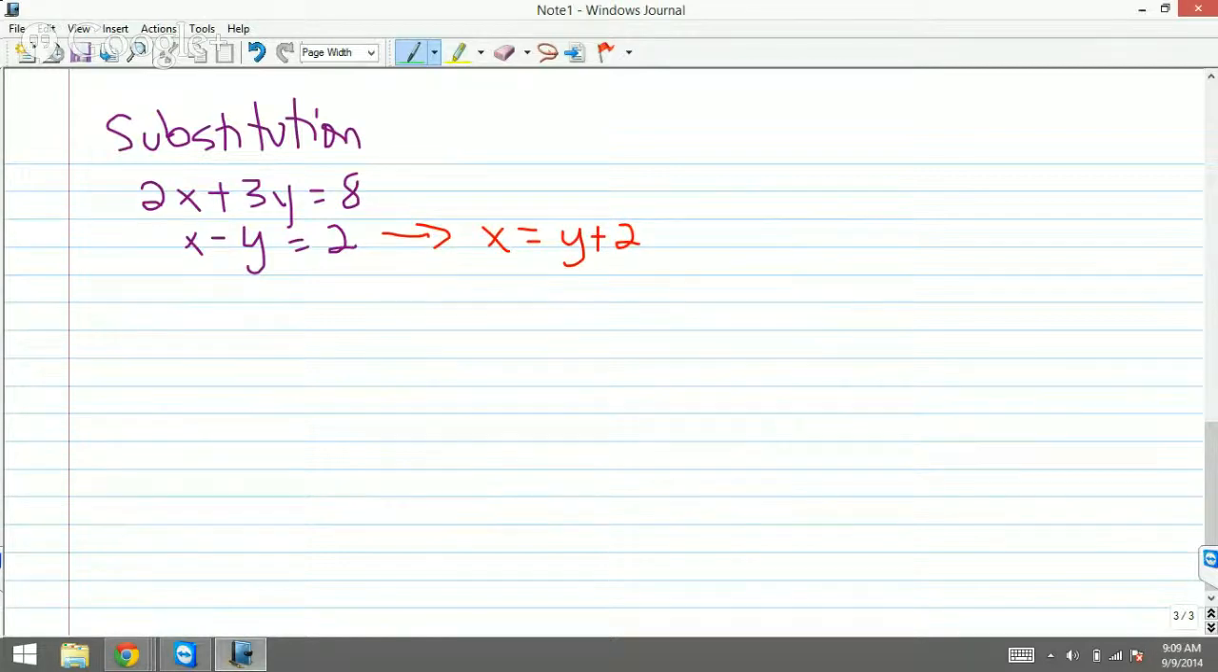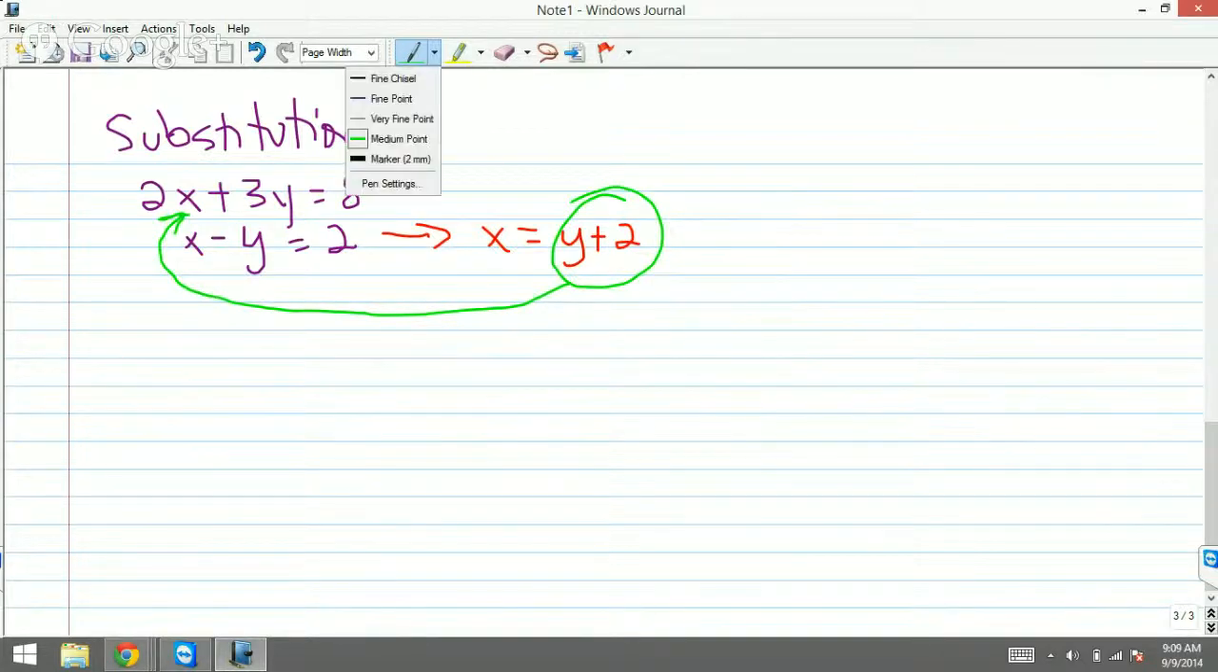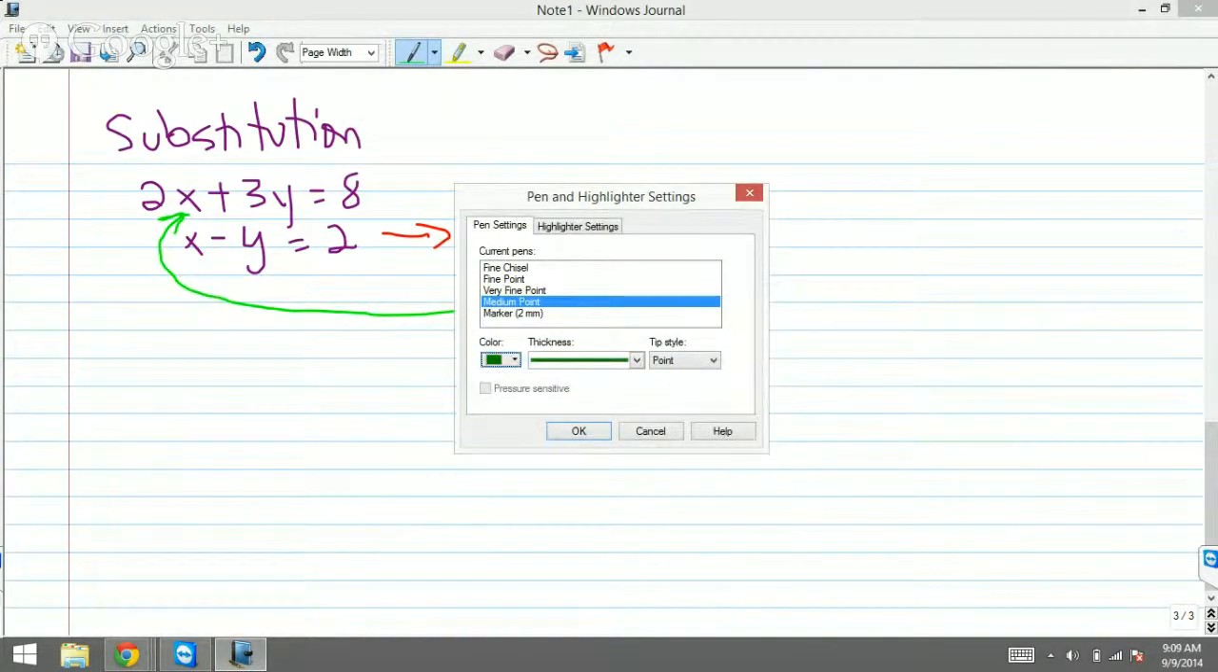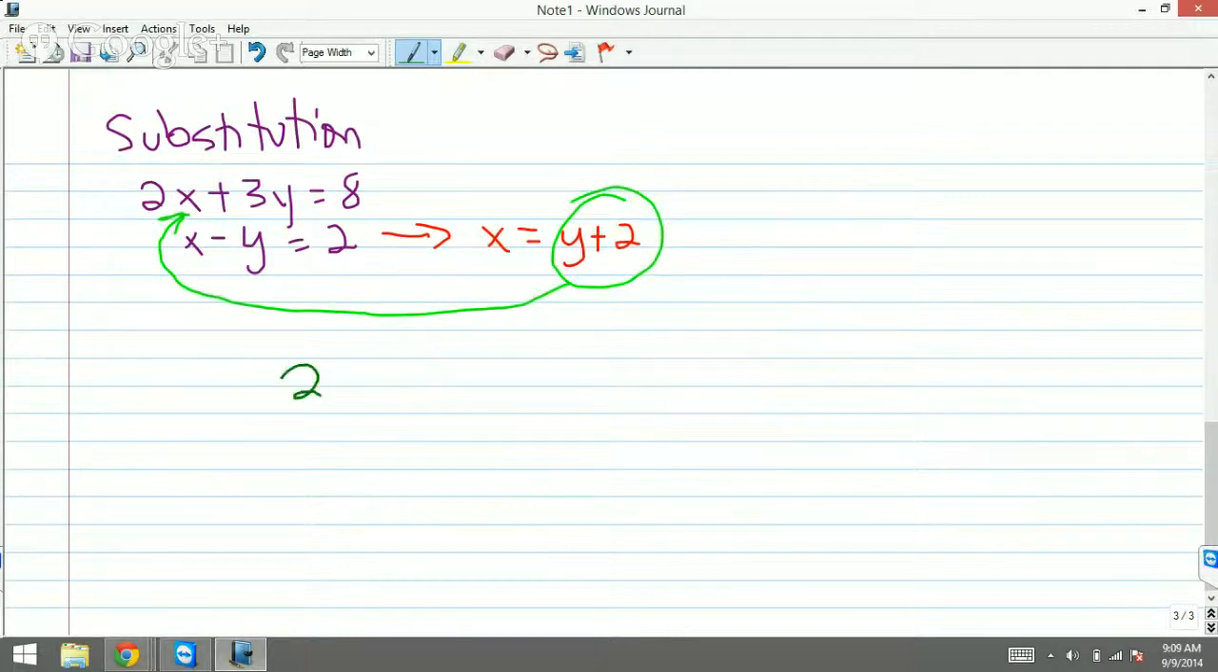Okay, where do I put this? That's the same as x, so where am I going to put it? Right there. All right. I'll change colors because that one is nasty. So we have 2 times y plus 2 plus 3y equals 8. Are we okay with what I just did? Yeah. Okay.